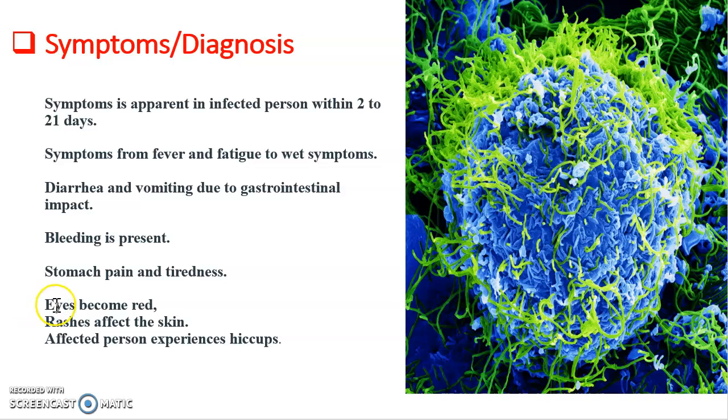In terms of the symptoms, when a person gets infected, it's apparent between 2 to 21 days. The infected person experiences fever, fatigue, and flu-like symptoms. The infected person also experiences diarrhea, sometimes with blood in the diarrhea, and vomiting due to the impact on the GIT, the gastrointestinal area. As a result, the affected person experiences stomach pain and tiredness. Eventually, the eyes become red. The infected person also experiences skin rashes and some hiccups here and there.